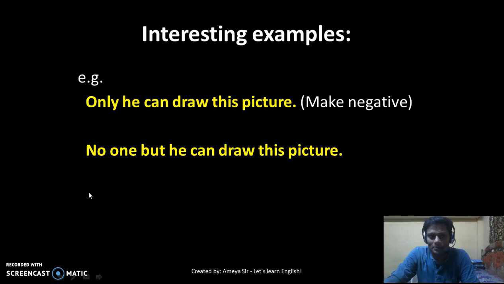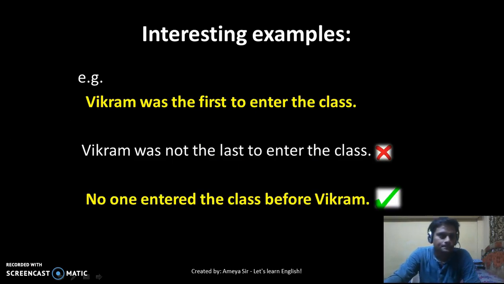Another interesting example is using only he, or only she, only they, something like that. Only he can draw this picture. No one but he can draw this picture. That is the way you will make it negative. And if they had given you the statement, no one but he can draw this picture, and they would have asked you to make it affirmative, you would have written only he can draw this picture.